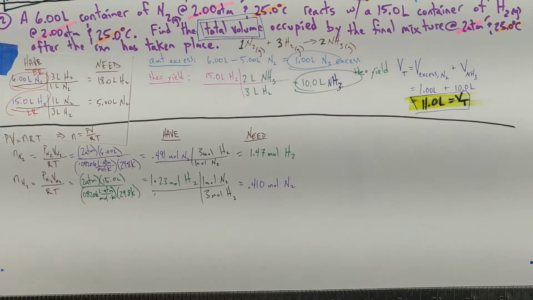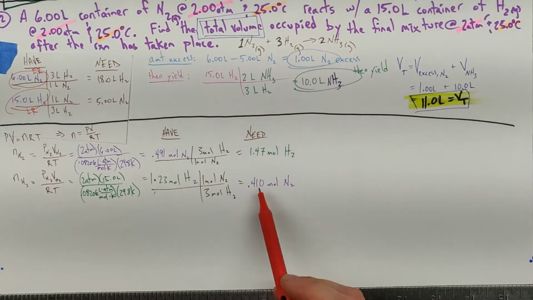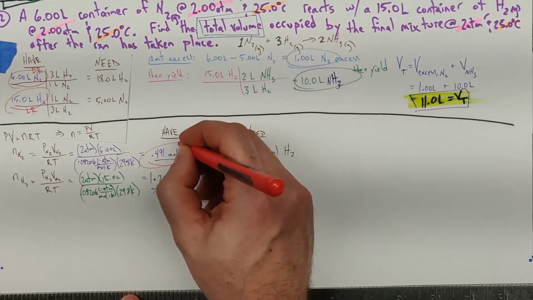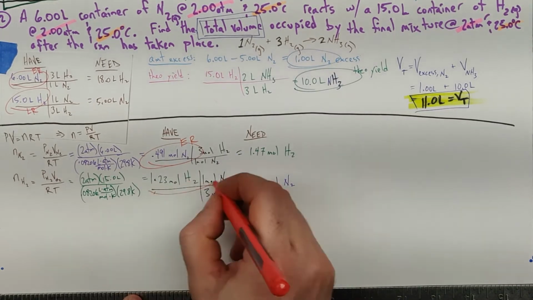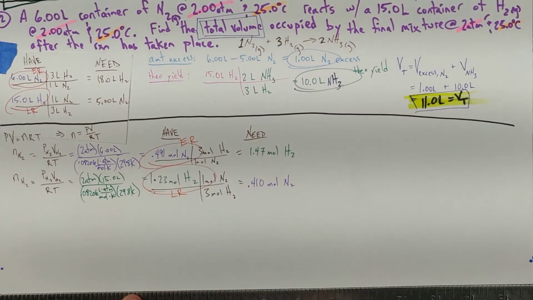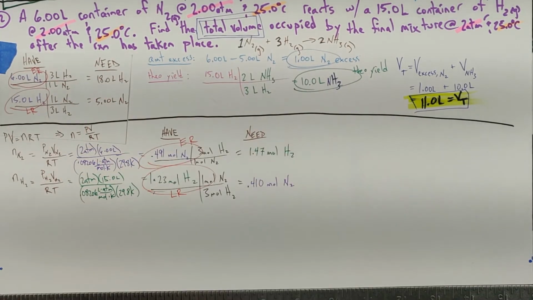And now we can do our comparison to find our limiting and excess reactant. Have 0.49, need 0.41, I have more than I need. That is my excess reactant. Have 1.23, need 1.47, that is the limiting reactant. And you'll notice nitrogen was excess, hydrogen was limiting when we did things the fast way.